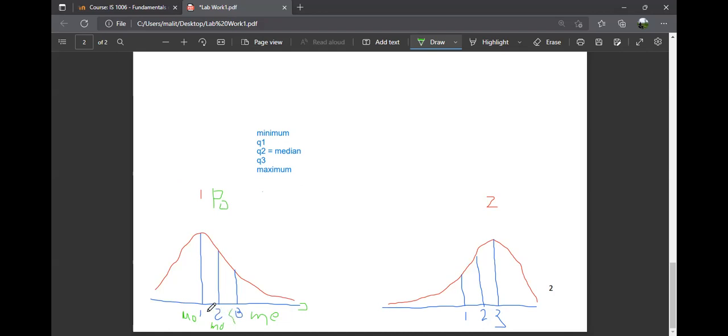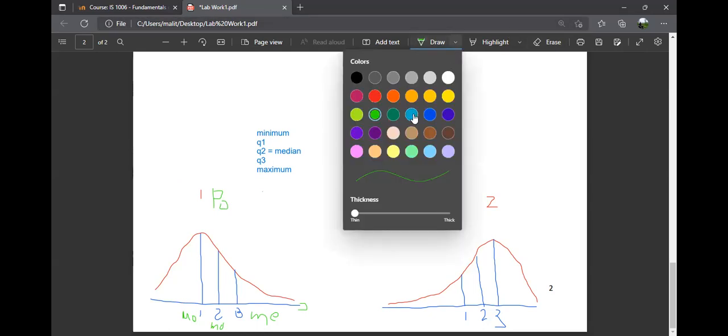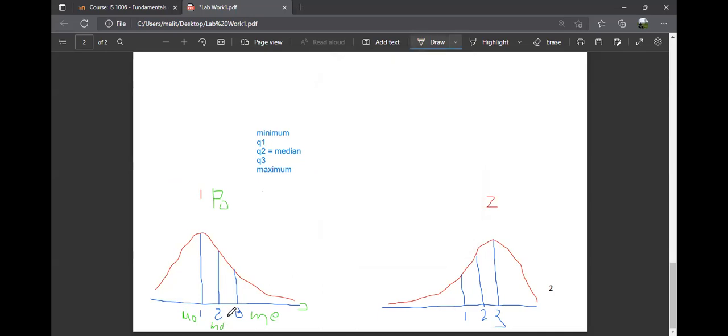I'll use a different color. The lowest one is the mode, the second one is the median, and the highest one is the mean. The highest value is 3, the second value is 2, and the lowest value is 1. So coming to this picture first, if the values are in this order, we call this a positively skewed distribution.